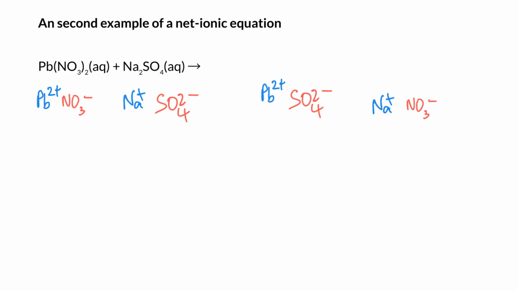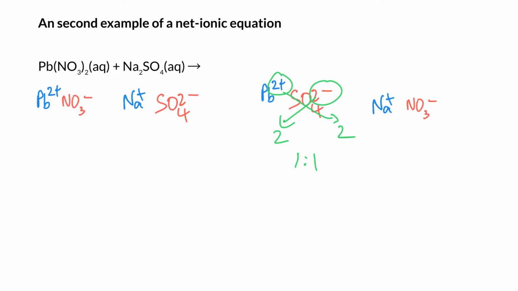And we can predict the formulas just like before. We just basically play crisscross. So we take the 2 minus, becomes a 2. And the 2 plus becomes a 2, and the 2 minus becomes a 2. And this is one of those special cases where everything's 1 to 1. So if it's 1 to 1, right, we can just write PbSO4.